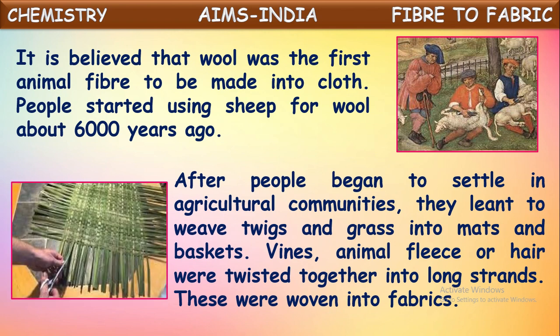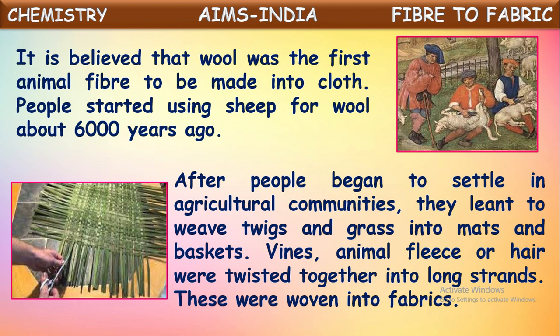Vines and animal fleece or hair were twisted together into long strands. These were woven into fabric. So after people began to settle in the agricultural communities, they started to learn about weaving clothes.